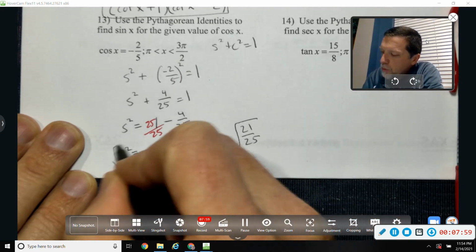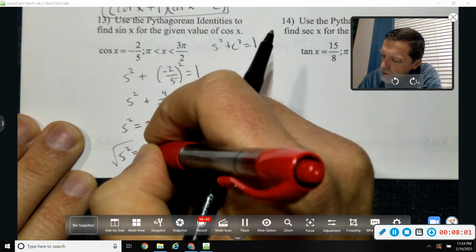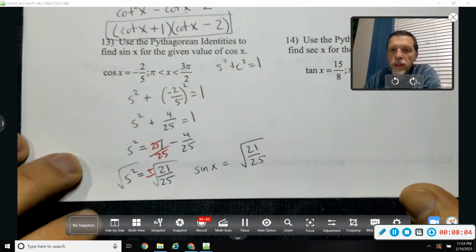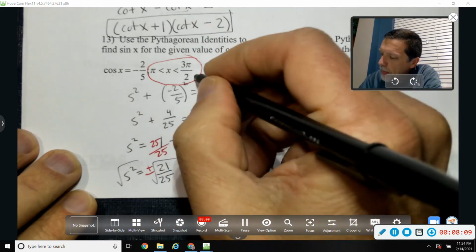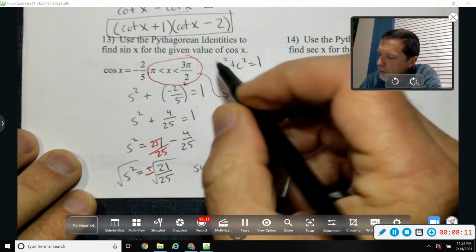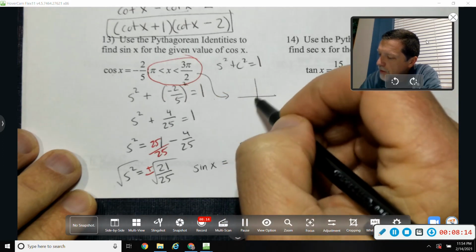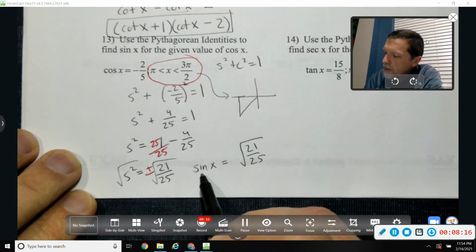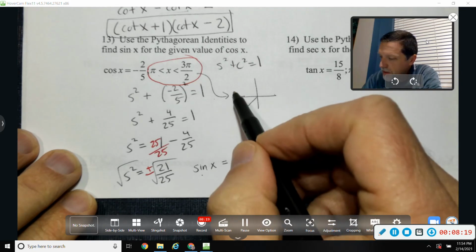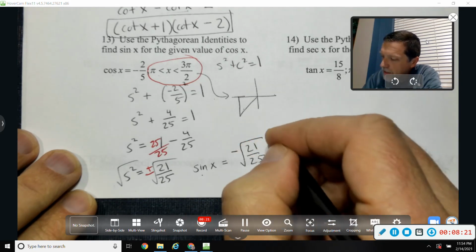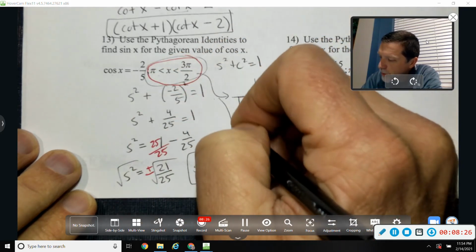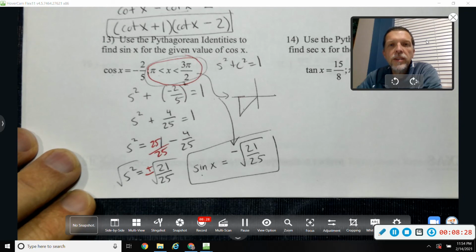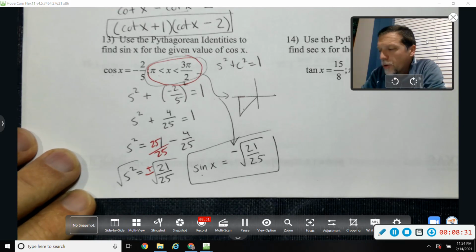But when I put the square roots on, I have to remember to put the plus or minus on. It's not both, it's one or the other. And I will know which one it is based on this information. Between pi and 3 pi over 2, so that'd be over here somewhere. Well, the sine in the third quadrant is going down, so it's going to be negative. So that's why they gave me this information. It leads to whether this thing is positive or negative. 14 is pretty similar, so I think you can handle the rest of them.